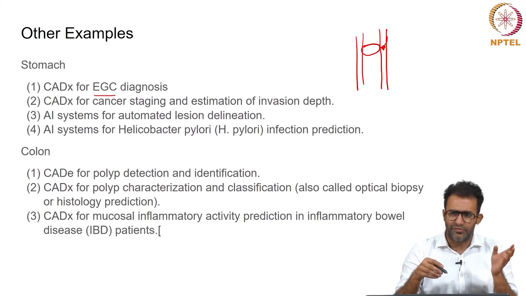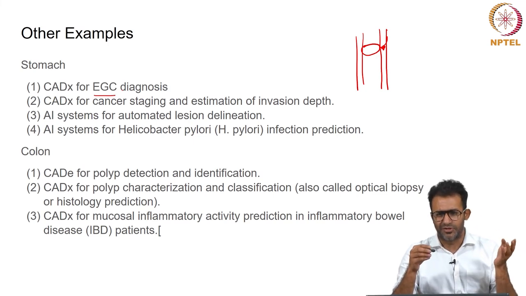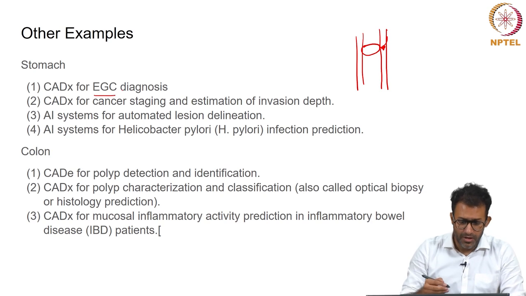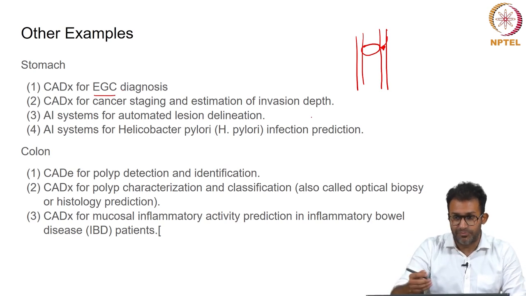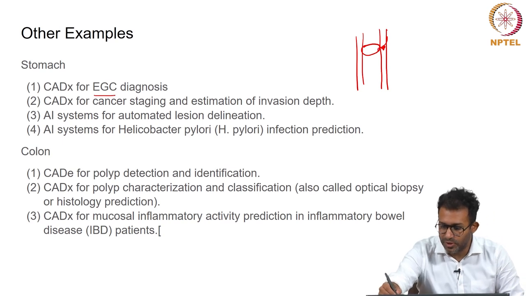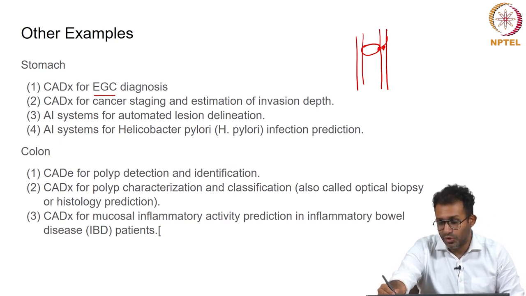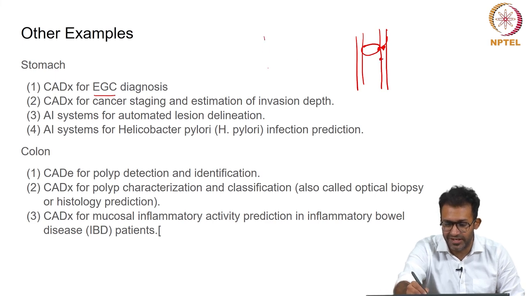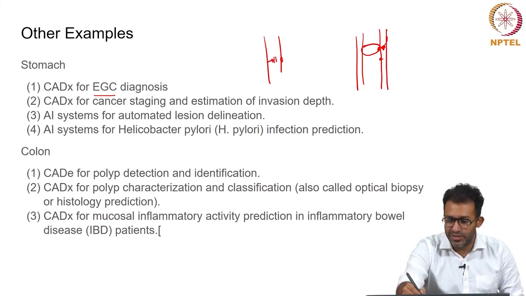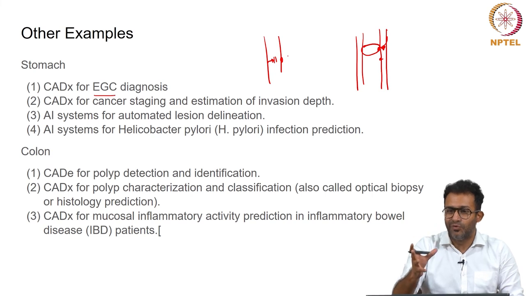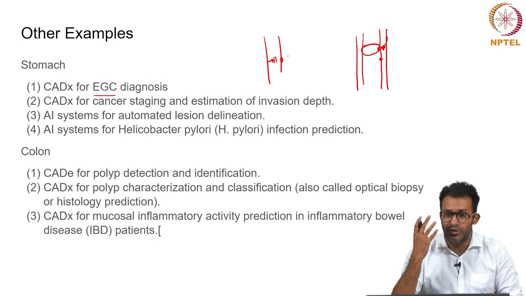And that's where the role of engineers and machine learning experts comes into play. It can be used for cancer staging and estimation of invasion depth. Many times you put in an endoscope, you see the cancer over there, but you don't know how deep it has gone into the surface. So this helps us in staging the disease. If it has reached over there, you can say that it has become a T4 lesion or sometimes a stage 4 lesion, and the patient may have a poor survival.